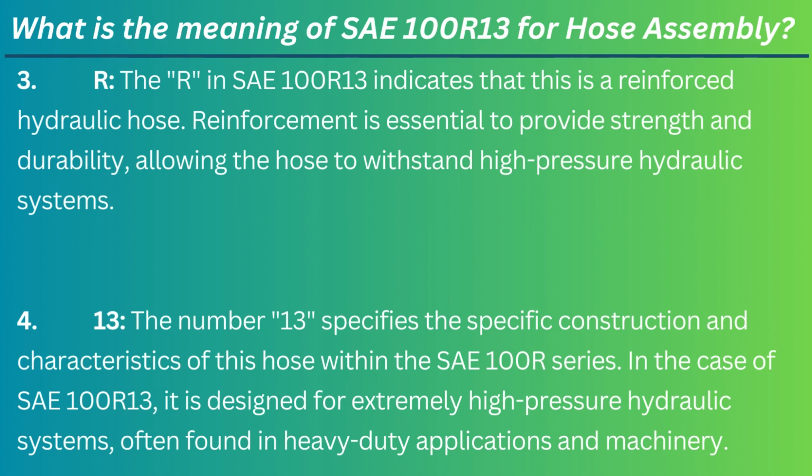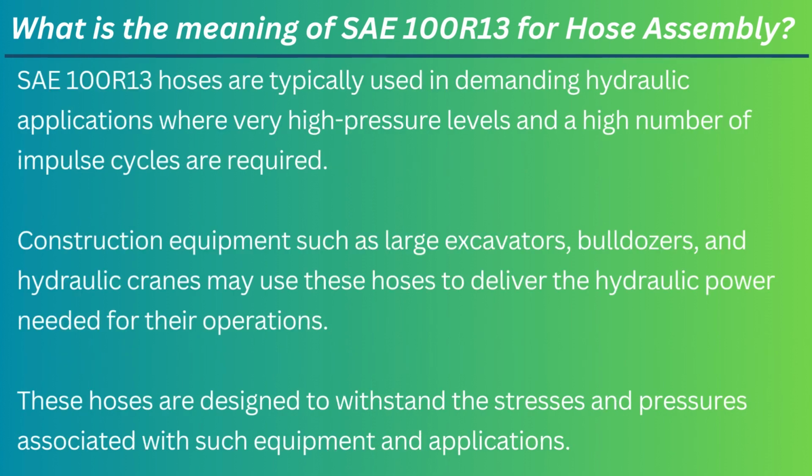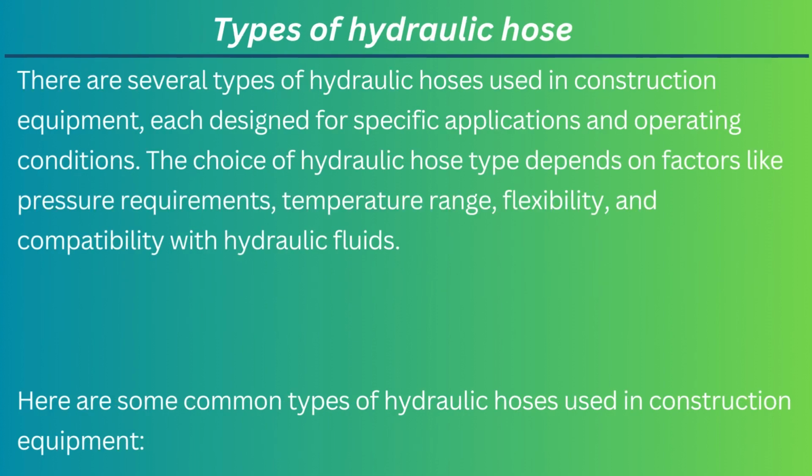In the case of SAE 100R13, it is designed for extremely high-pressure hydraulic systems, often found in heavy-duty applications and machinery. SAE 100R13 hoses are typically used in demanding hydraulic applications where very high pressure levels and a high number of impulse cycles are required. Construction equipment such as large excavators, bulldozers, and hydraulic cranes may use these hoses to deliver the hydraulic power needed for their operations. These hoses are designed to withstand the stresses and pressures associated with such equipment and applications.